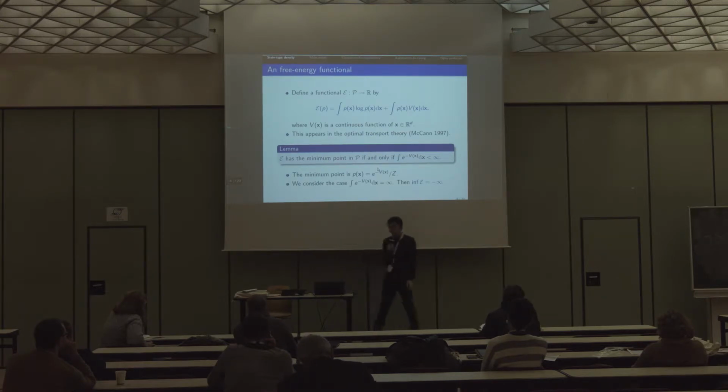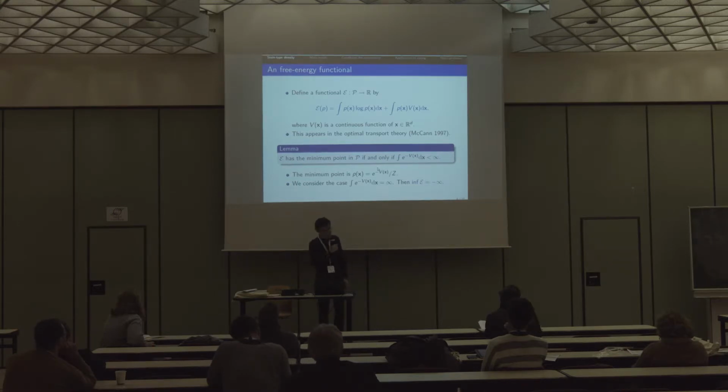And next, we define an energy functional on the set of probability densities. The functional is defined by this formula. The first term is negative entropy, and the second term represents the internal energy, where b of x is a continuous function of x. And this functional appears in the theory of optimal transport.